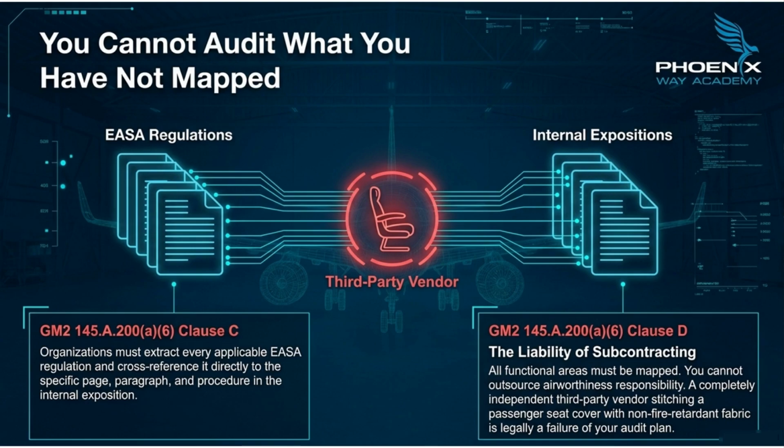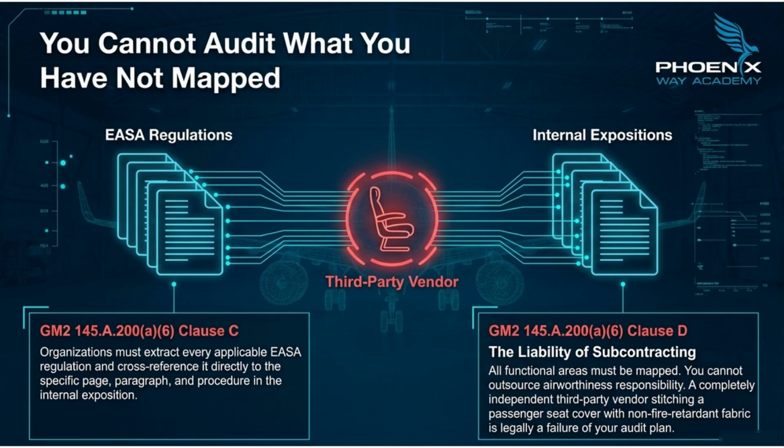Right. If your organization overhauls, say, auxiliary power units, you have to extract every single EASA regulation pertaining to APUs. And then physically link it. Yes, physically link it to the specific page and paragraph in your internal maintenance organization exposition and detail your compliance method. It's an exhaustive reconciliation process.